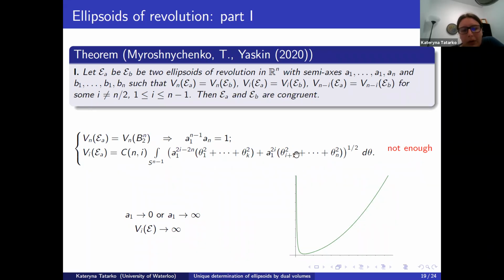So when A1 is small, Vi is large, and when A1 is large, then Vi is large as well. So based on this, we can see that we can actually find 2 different ellipsoids with prescribed values of these 2 intrinsic volumes. So it turns out that to ask 2 conditions in this case is just not enough to determine an ellipsoid of revolution uniquely. But if we ask for such a triple of relations, then we're good. Then we can actually show that these 2 ellipsoids should be the same.